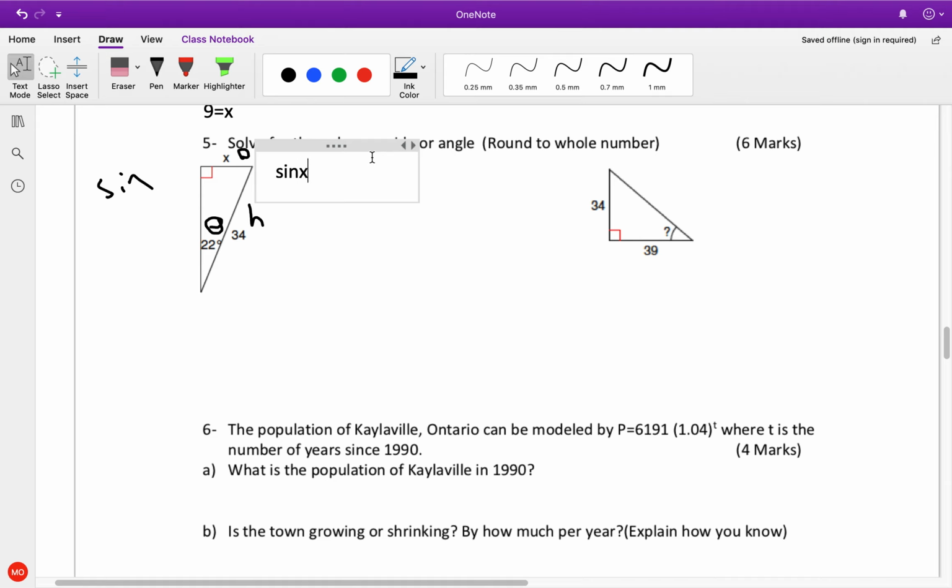So I have sine x equals opposite over hypotenuse. So sine 22 equals x over 34, so I have to rearrange now. So 34 is that divide, so I'm going to bring it over, and it's going to become a multiply. Equal x, and just plug that in your calculator. 34 times sine 22 equals 12.8.